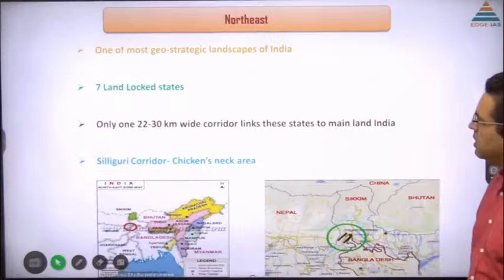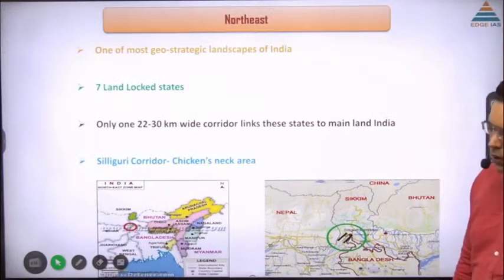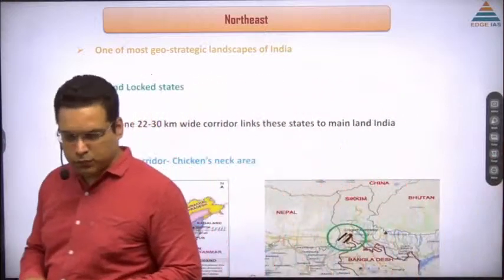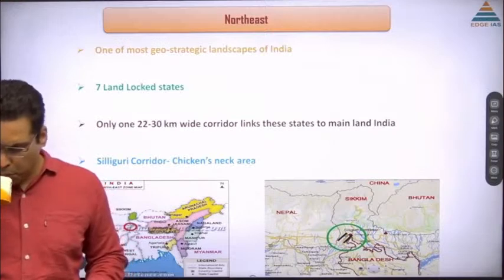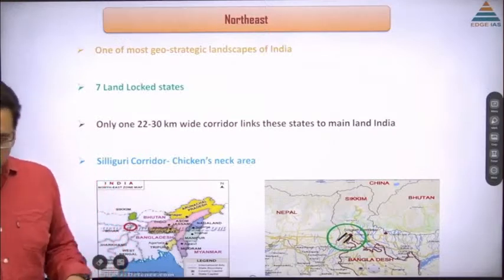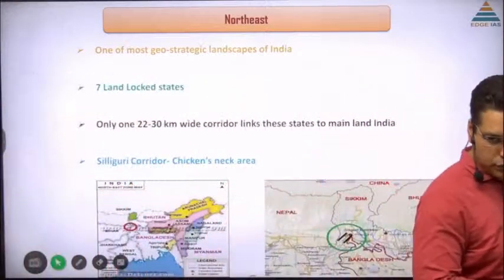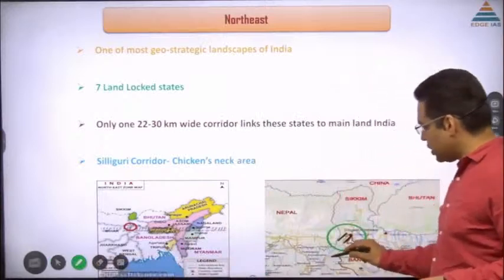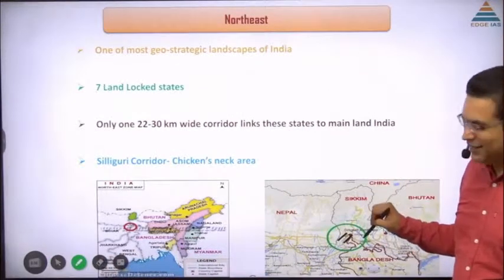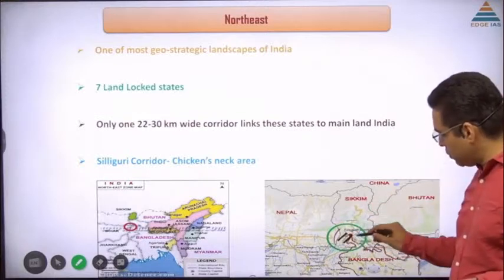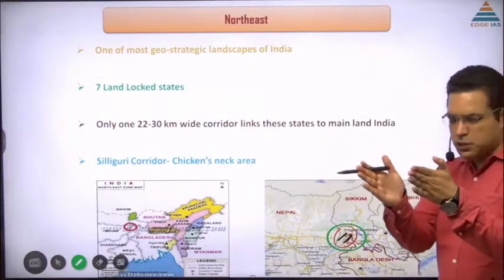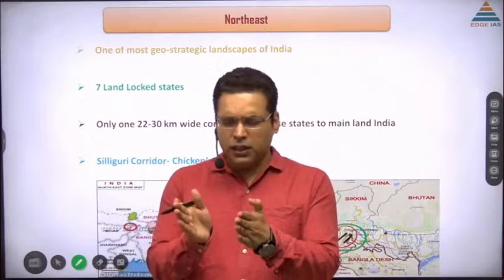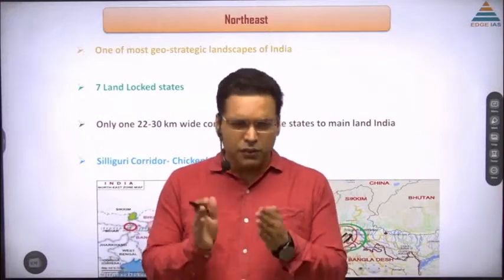Then, as we see, these are the most important geostrategic landscapes of India. 7 landlocked states. The problem with the Northeast is that when the McMahon Line was created, which carved out the borders, also the Radcliffe Line, we were at the receiving end. The connection of mainland India with the Northeast was just a small Siliguri corridor. Now this Siliguri corridor is just a very narrow stretch of 22 to 30 kilometers. That means if you want to connect to the Northeast via land route, that is the only way. If we compare with the land area, it is a very small stretch of land.